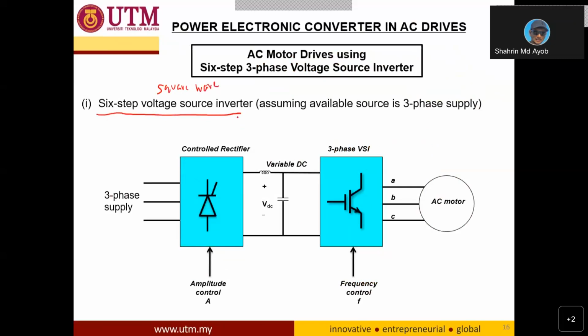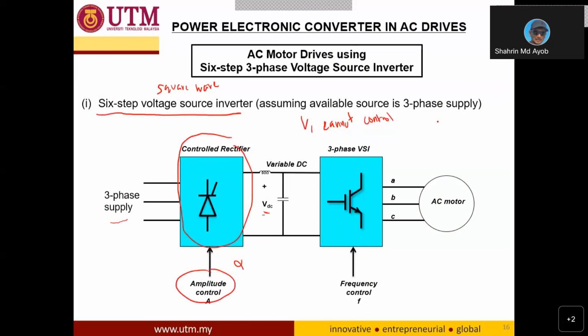In a square wave inverter, we know that you cannot control the voltage, right? V1, you cannot control. So how can we control the magnitude? We control it from the rectifier. I mean, from this AC supply, the output here, which is DC, we already control it by controlling the alpha. This alpha we control the amplitude.